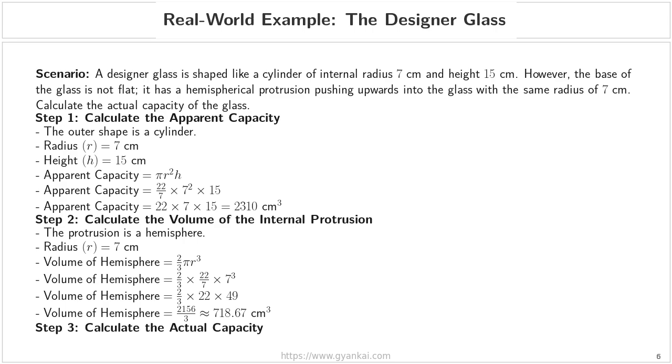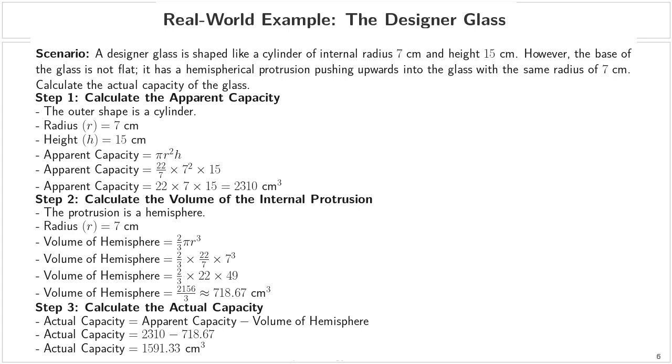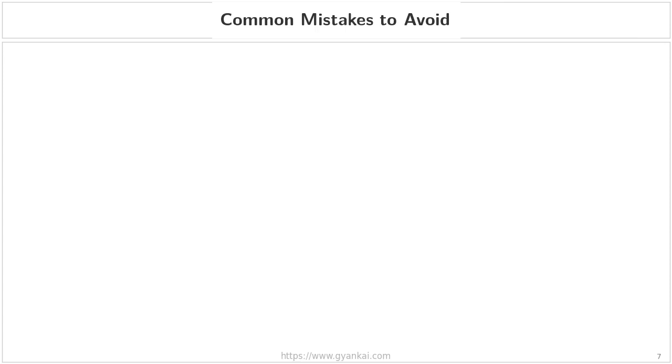Step 3. Finally, we perform the subtraction to find the actual capacity. As we established in our formula, we subtract the volume of the protrusion from the apparent capacity. So, we take 2310 minus 718.67. This leaves us with a final actual capacity of 1,591.33 cubic centimeters. As you can see, by subtracting the space occupied by the hemisphere, we found the true amount of liquid the glass can hold. Keep this logic in mind, because in the next slide, I will highlight some common pitfalls to avoid when performing these types of calculations. Common mistakes to avoid.